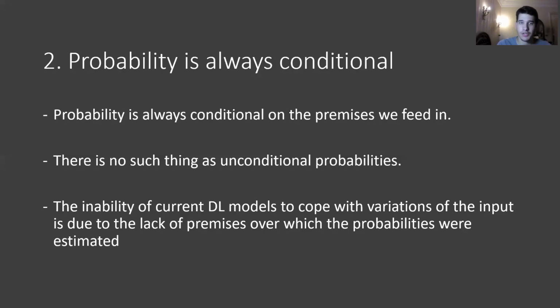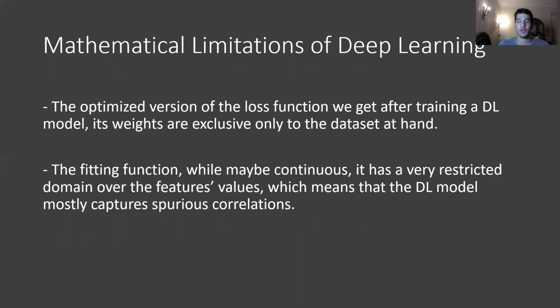So next, we have the mathematical limitations of deep learning. The optimized version of the loss function we get after training a deep learning model, its weights are exclusive only to the data set at hand. Why is that? Well, the reason is when we're doing forward propagation and we calculate a single value of the loss, we then, in backpropagation, try to propagate this single value to each node in order to know how each node contributed to that loss. And we do that by doing a partial differentiation in a chain rule manner, which means that the weights corresponding with each input or with each node are not absolute.